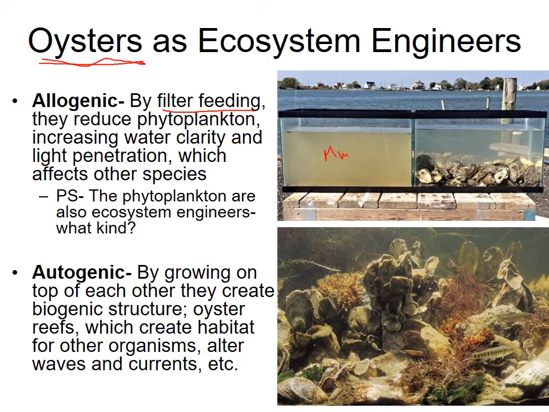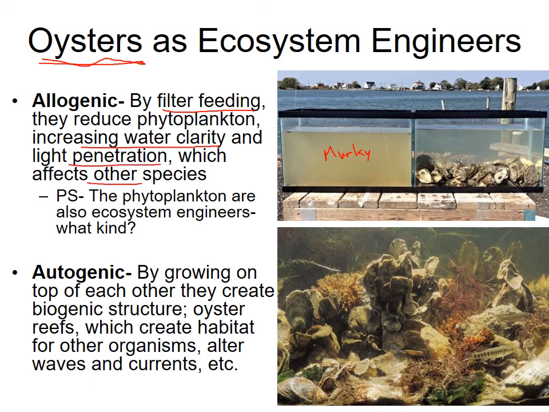And this murkiness is due to a lot of phytoplankton in the water. But there were oysters in one of the tanks, and the oysters, in a relatively short period of time, filtered the phytoplankton out of the water, increasing water clarity, which increases light penetration, which affects other species.